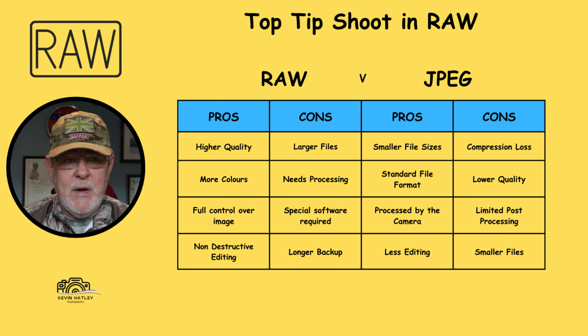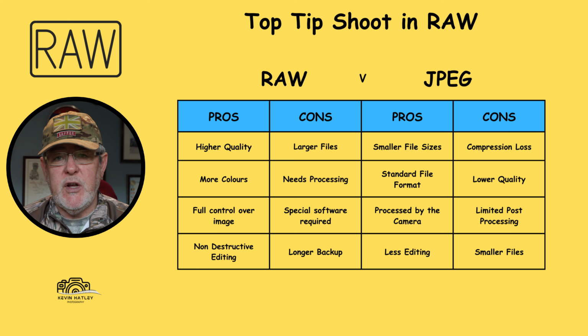So what raw means is that your images will contain far more information than normal JPEGs. It also gives you the ability to use post-processing techniques to achieve the best background possible. Raw files give you higher quality images, more colours, and more dynamic range, give you full control over how you want your final image to look, and it's also non-destructive editing. It means if you make a mistake, you can just go back to the beginning and start again.